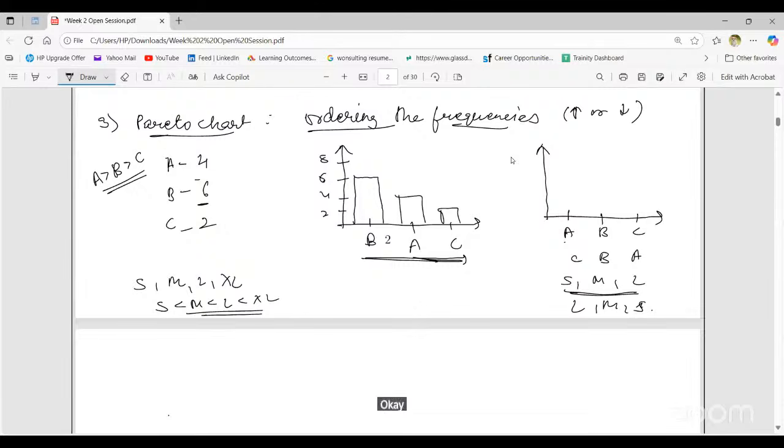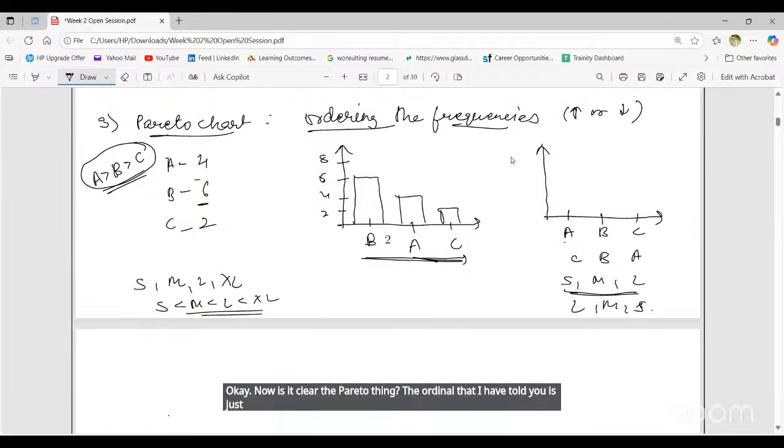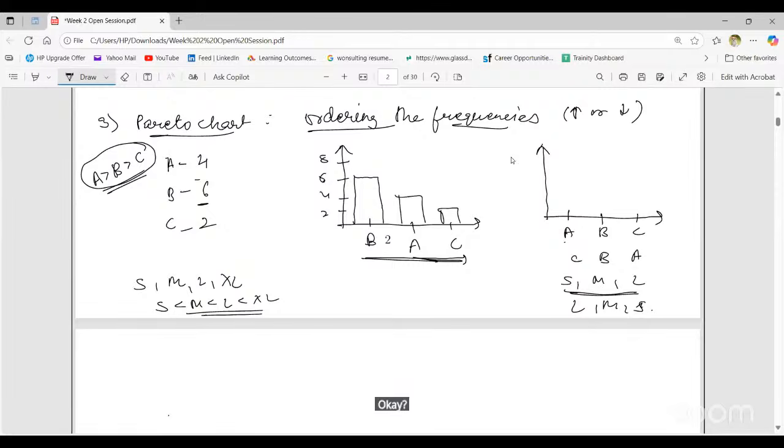Okay. Now is it clear, the Pareto thing? Yes, ordinal ma'am. That I have told you is just a rule. Basically, you all are saying that we can draw a Pareto for ordinal category data and nominal. Like we can draw for both categories, right?